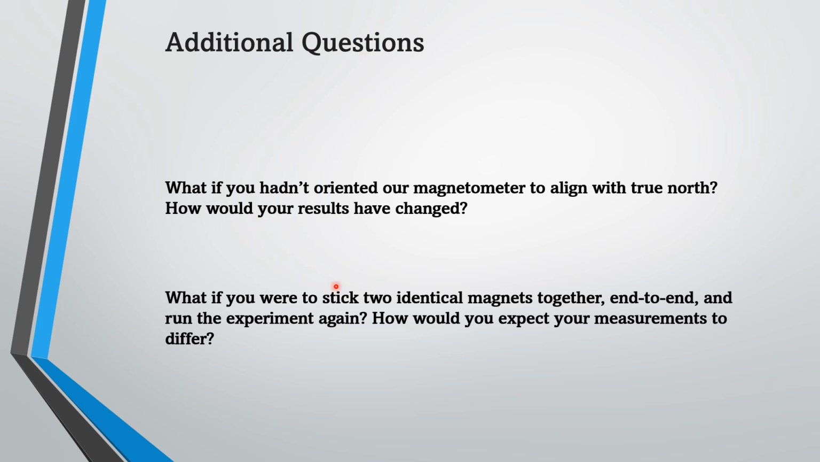What if you were to stick two identical magnets together end to end and run the experiment again? How would you expect your measurements to differ? Well, I would expect that the magnetic field of the bar magnet would double, and the direction would remain the same. And that concludes Lab 3.